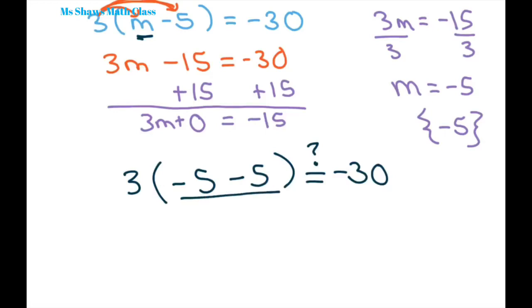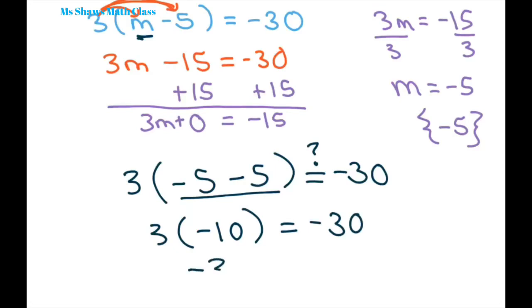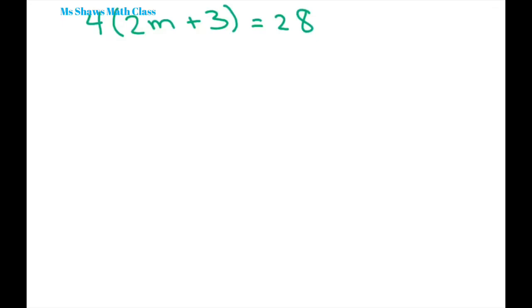So let's take care of this quantity. Remember PEMDAS, parentheses first. So you get 3 times negative 10. Does that equal negative 30? And 3 times negative 10 is negative 30 equals negative 30. So it works. And the last one, do the same thing. Use your distributive property, property of arithmetic.